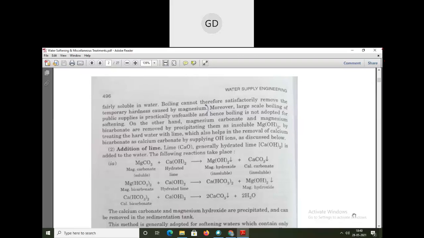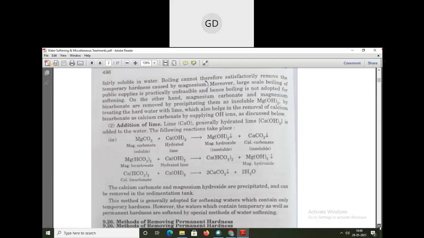In that case, we can use another process known as the addition of lime. If you add lime to the water, this hydrated lime, Ca(OH)2, is added to the water, and these three reactions, as you can see, take place.